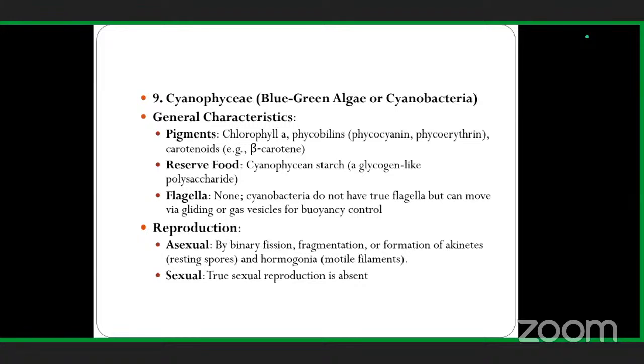Reproduction is by binary fission in the asexual type, then fragmentation, and formation of akinetes, resting spores, and hormogonia, motile filaments. We have discussed this in the asexual parts. So an akinete is also a type of resting spore, meaning it can germinate when favorable conditions take place. Basically, they can also tolerate stress.